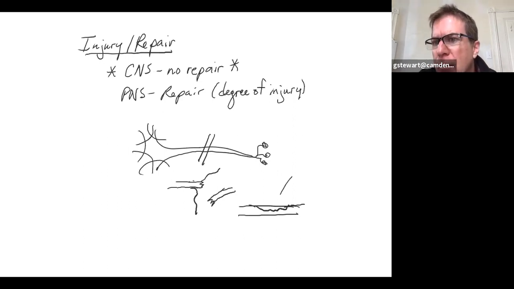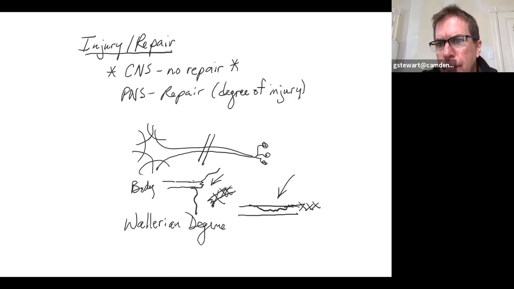When this nerve is injured, there's a degenerative process that occurs first. The axon tissue distal to the cell body out here dies, and this one would die as well if the cell body is this way. That is called Wallerian degeneration.